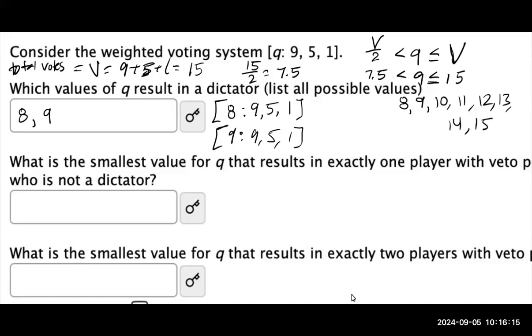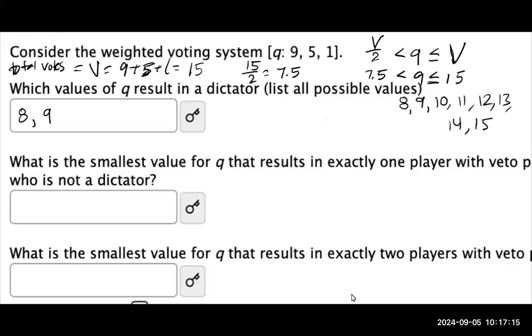Let's see what happens when we try 10. Does 10 result in having a dictator? I'm replacing the Q with 10 in the weighted voting system. Does anybody have enough votes by themselves to pass the motion? The first player has the most votes, so they're the one we're focused on, and they don't have enough to pass the motion by themselves, so they're not a dictator. If the quota were 10, there would be no dictators, and certainly the players with fewer votes would not be able to pass a motion by themselves. So the answer to this part is just 8 and 9.